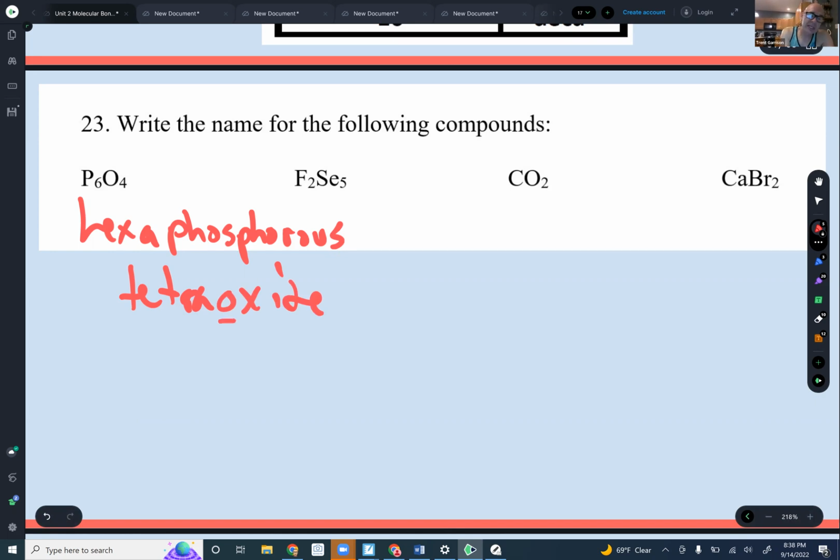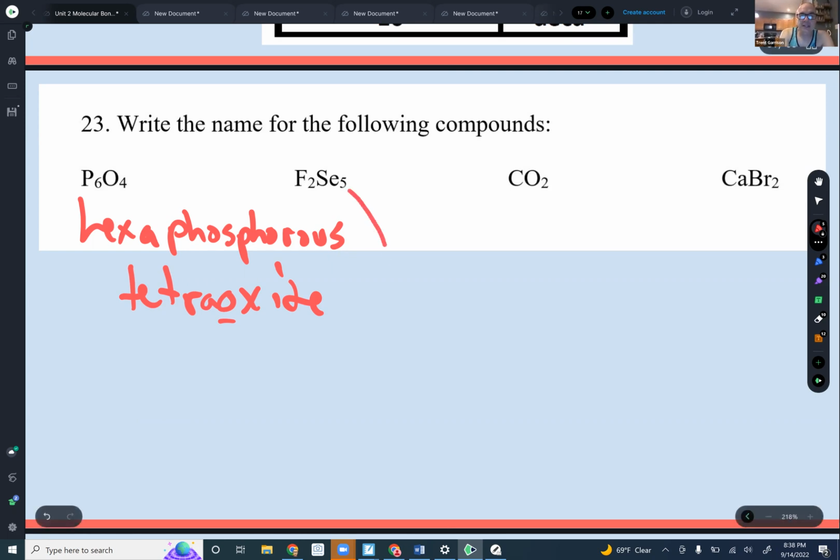Now, if the element begins with a vowel, many times you will notice they will cut off the last vowel of the prefix. But if you put them both in, I will never count you wrong. So tetroxide or tetraoxide are both correct in my book.